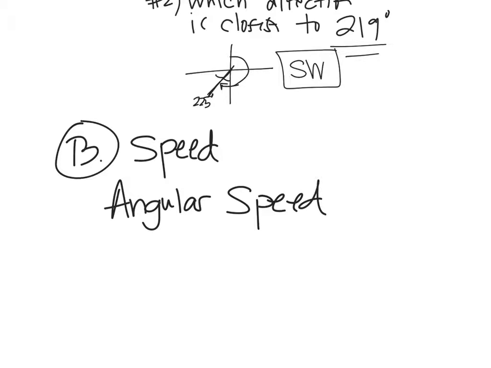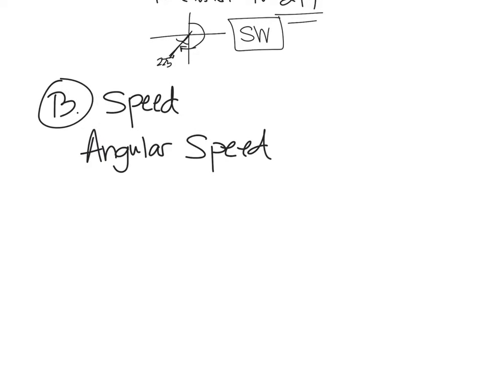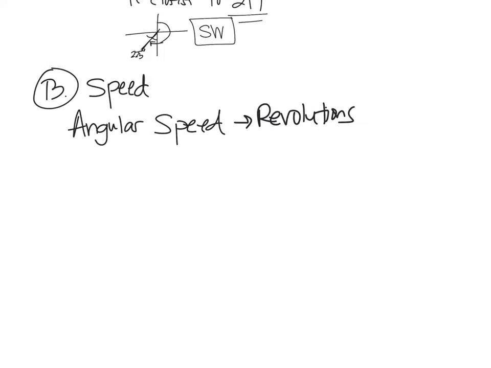I'm sorry. Angular speed and linear speed. Okay, angular speed is measured in revolutions per minute, usually, per time. Let's just write per time, because it could be per second. It could be something like that, okay?